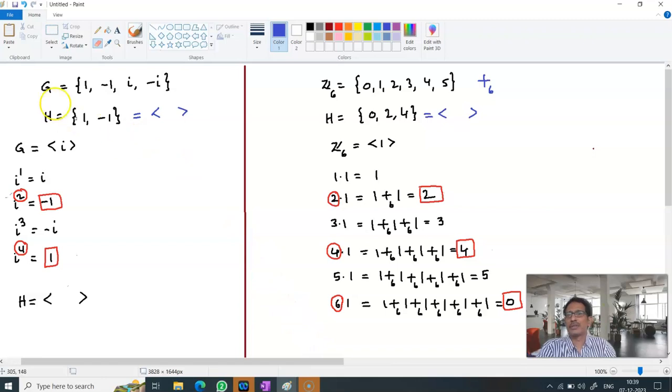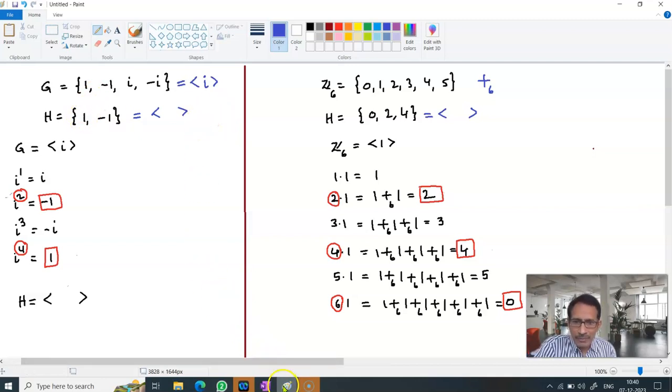See this example. This is a well-known example. We have already worked it so many times. So G is a group with respect to multiplication: 1, minus 1, i, minus i. Do you know this is a cyclic group generated by i, right? Now H is equal to {1, minus 1}. This is a subgroup of G, right?